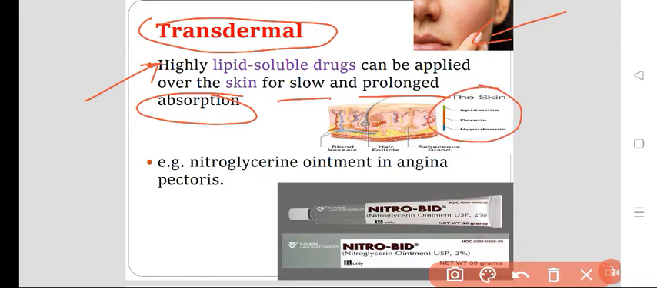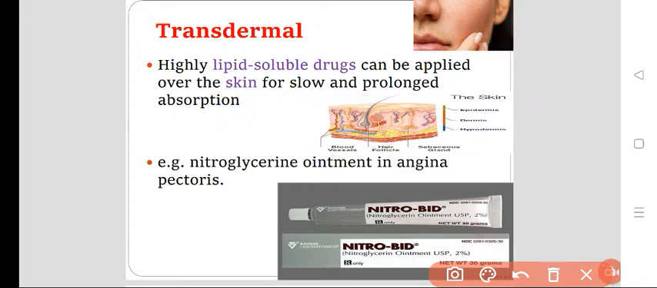Now we all know that there are three layers: epidermis, dermis, hypodermis. Then there are a few blood vessels, then hair follicles, sebaceous glands. So basically, the drug may be absorbed through the skin, and that's why we use the term transdermal adhesive patches.